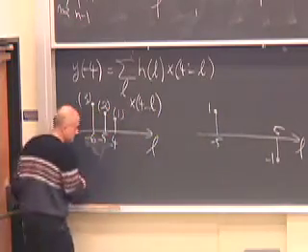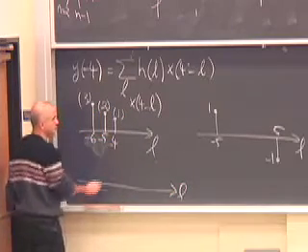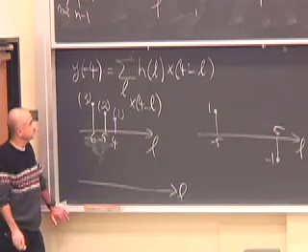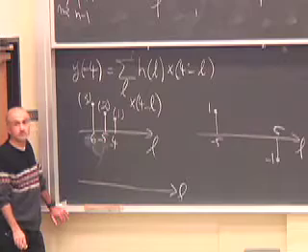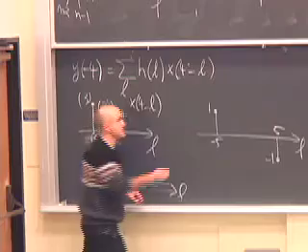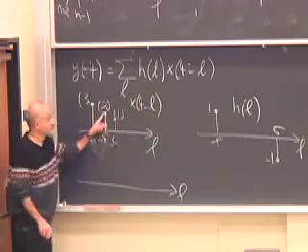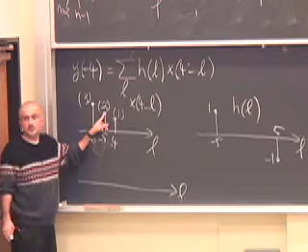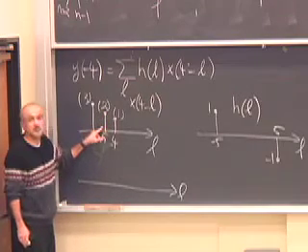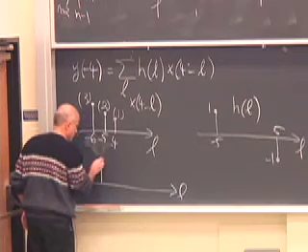What do you get? What's the product? What happens when you multiply this with that signal, h of L? How many non-zero values? 1. Where? Negative 5. And what's that value? 2.